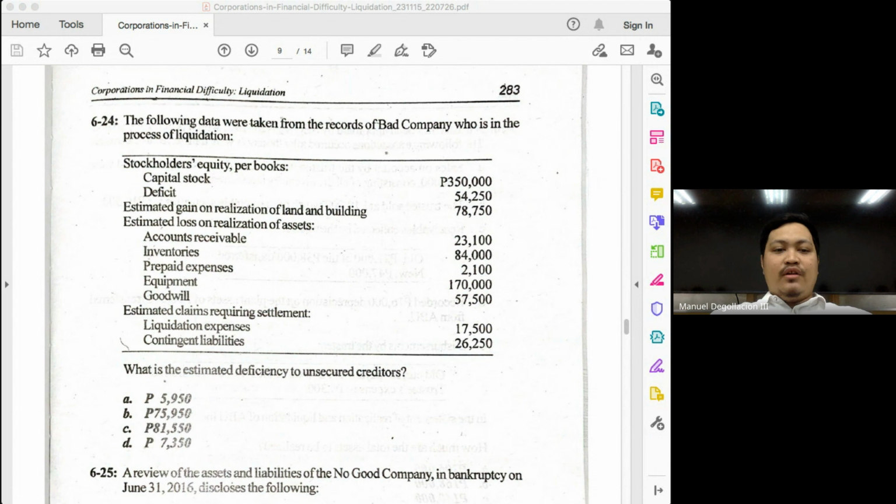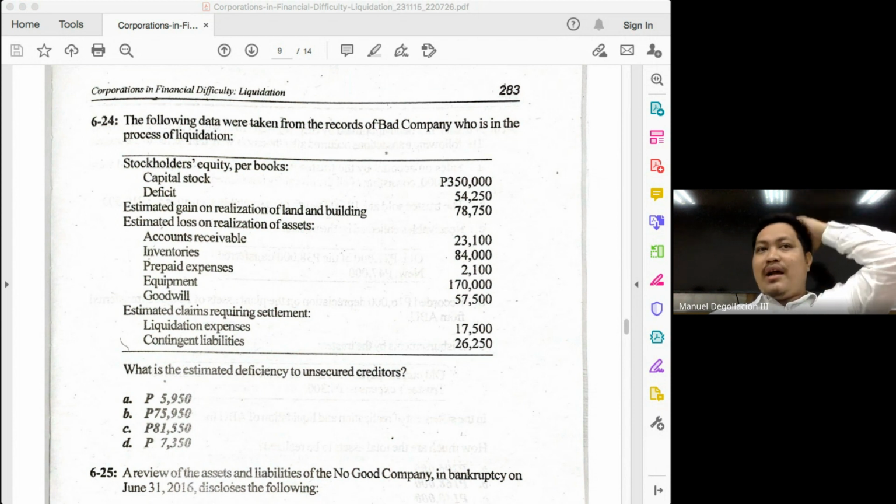The deficit before all the gains and losses was 54,250. You add the 78,750, you deduct the 23,100, the 84,021,170, the 57,500, the 17,500, and then the 26,250. 355,950. That is your updated deficit, class. Okay, that will be your negative retained earnings. But again, what are we looking for? Are we just looking for our negative retained earnings? Are we just looking for the deficit? We're looking for your negative equity.